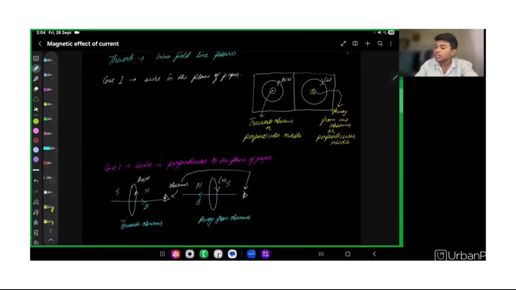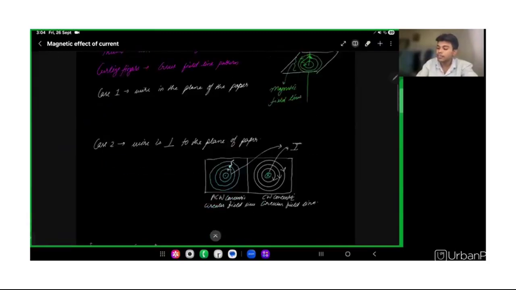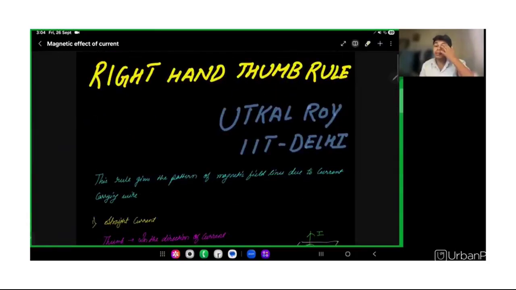That's it. That is the right hand thumb rule. It's very easy to understand. But the mistake students make, which I'm repeating again and again, is that they don't remember the cases or the parameters well. When it is straight current, this is the condition. When it is circular current, this is the condition. And the observer's direction is so important. If you consider all of this, you will solve every question regarding the right hand thumb rule.